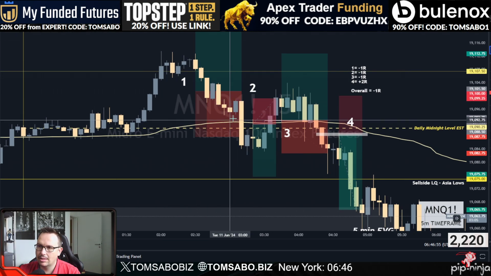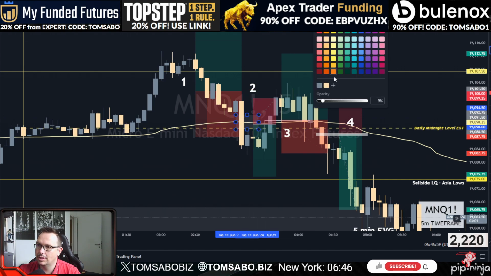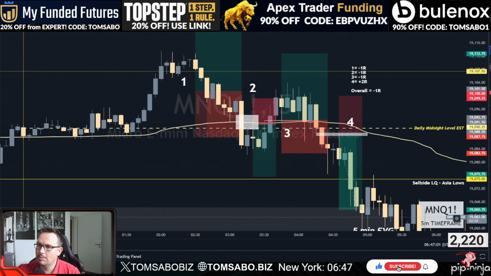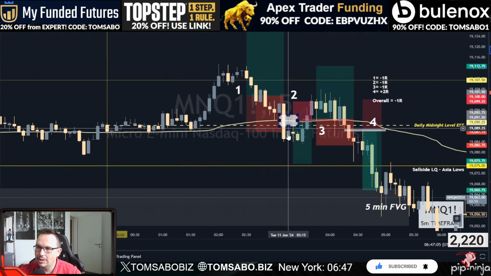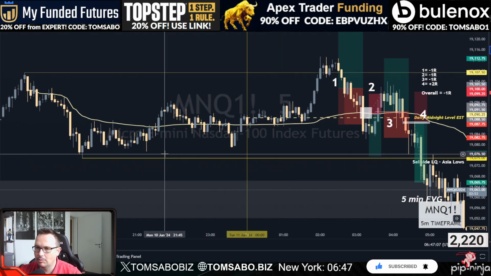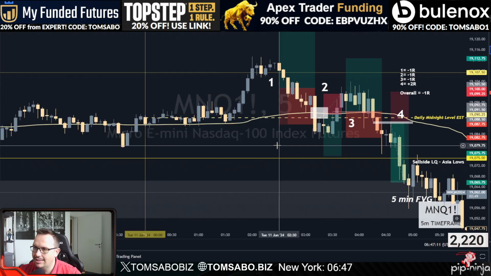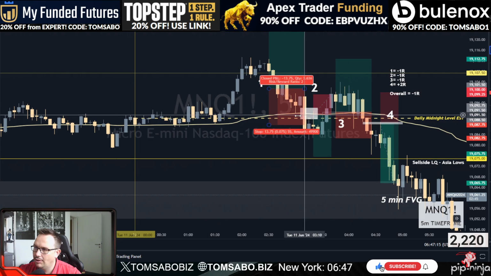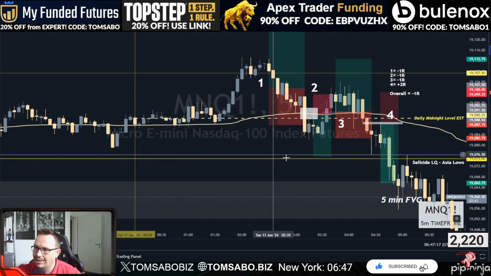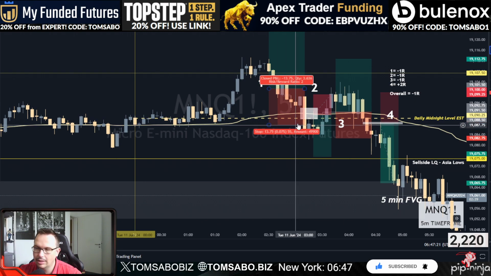After that loss, there was a fair value gap, beautiful, right here. Let me highlight it so you can see it properly. There was a beautiful fair value gap on the 5-minute chart. And so with this strong displacement, I thought that we should be going for the Asia low right here at 1975. Beautiful repricing here around 19,091, which was around the 50% retracement level, which I like.